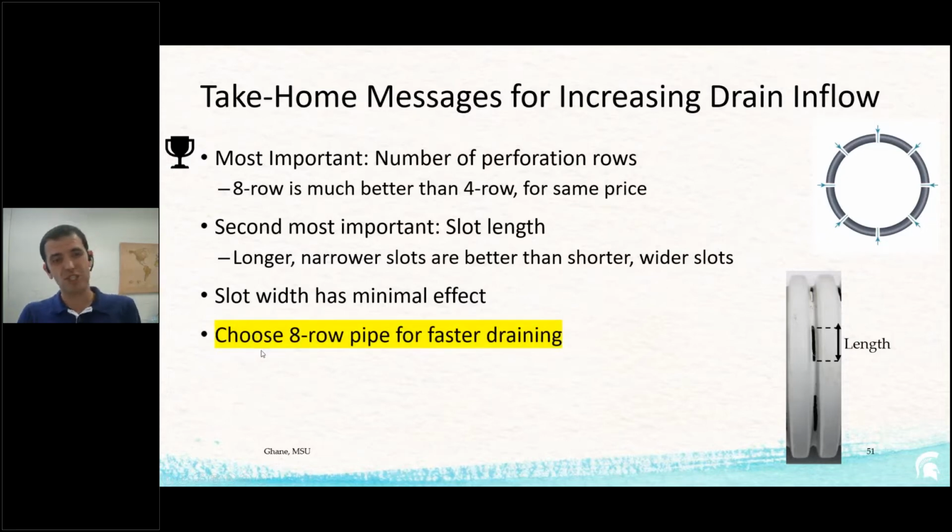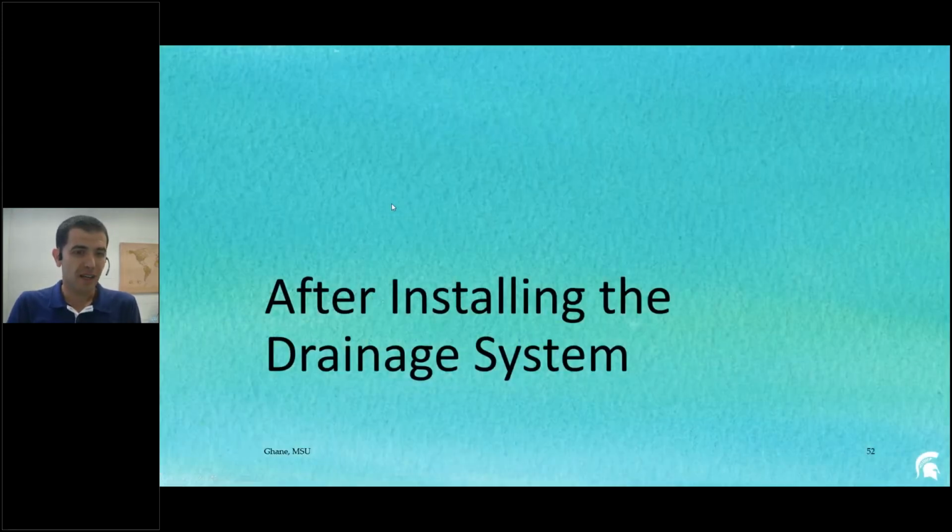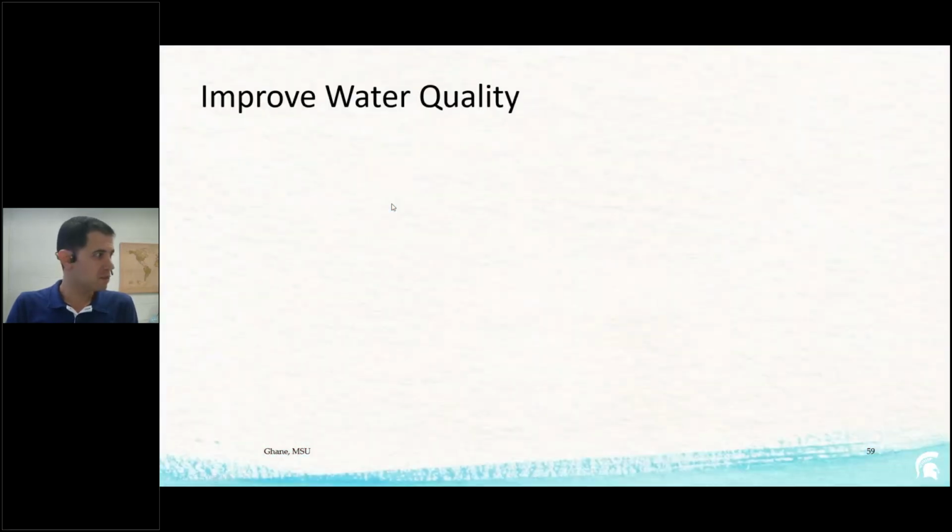So the message here is go with an 8-row if you want faster draining of water. It's very simple: for the same cost, it's going to drain faster. This is based on scientific research. And so this is my last slide.